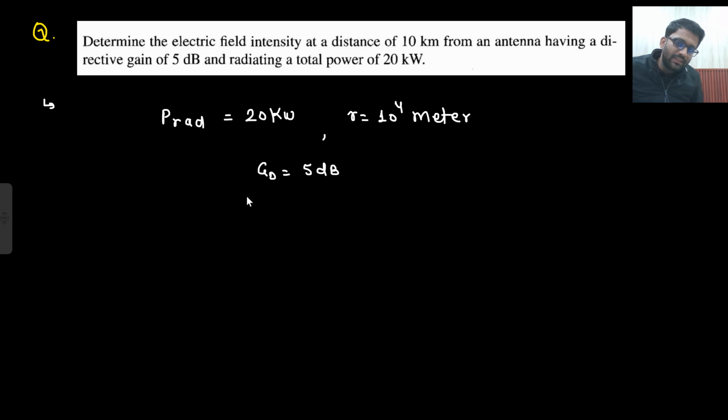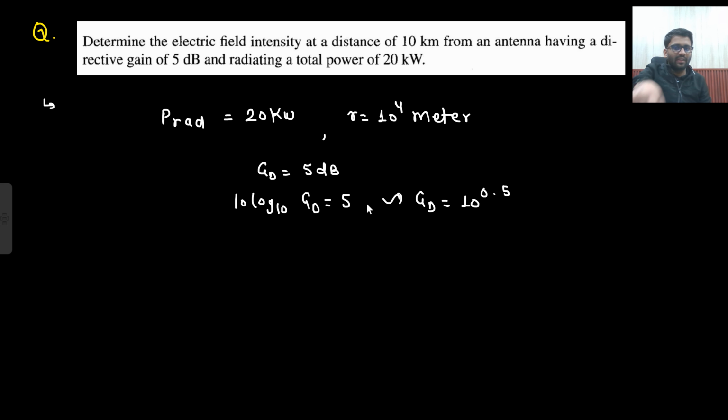This is given in dB. If you need to write it in decimal, that would be 10 to the power 0.5, right? So this GD would be 10 to the power 0.5. Are you getting this point? 10 log 10 GD is 5 dB, so from there you got the value of GD in decimal, that is 10 to the power 0.5. Is that okay for you? So these things are given.